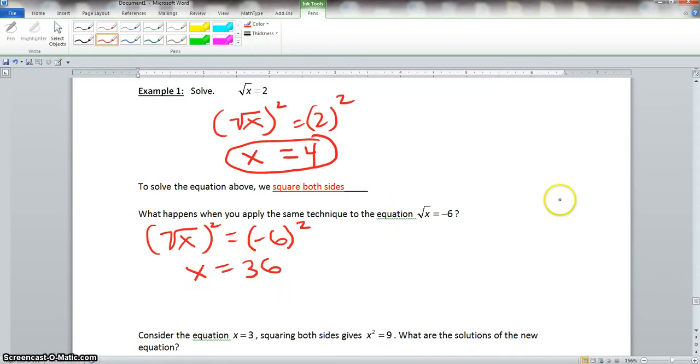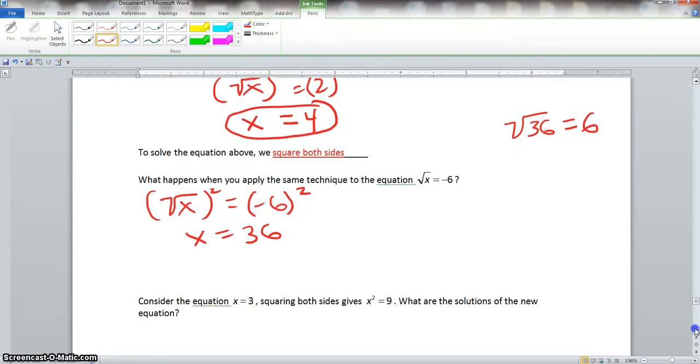Now, if we took this equation and we put in the square root of 36, we know the square root of 36 is equal to 6. But it also equals negative 6. But when we have the problem set up like this, the square root will not give us a negative 6. We're going to get to problems a little later where you will get that negative 6 answer. But this would not work. So, this is what happens here.